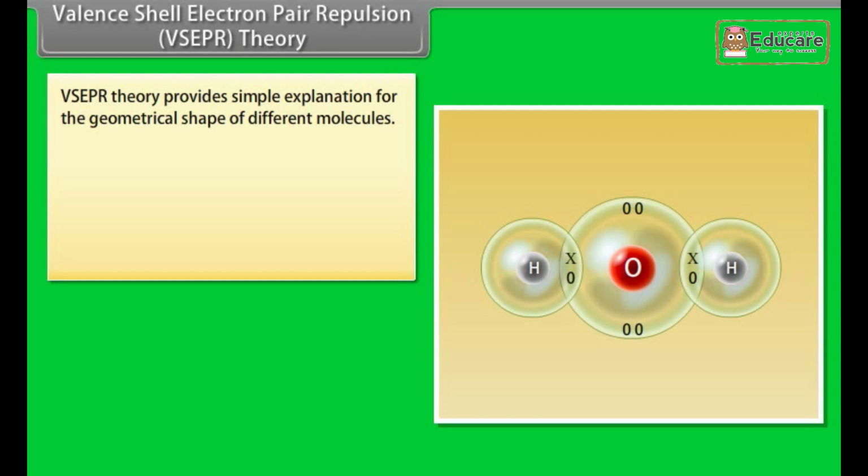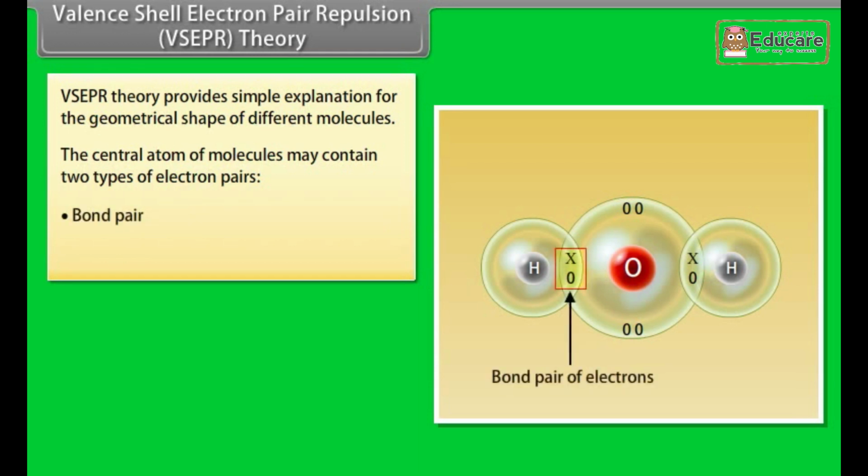VSEPR theory provides simple explanation for the geometrical shape of different molecules. The central atom of molecules may contain two types of electron pairs. They are bond pair and lone pair.